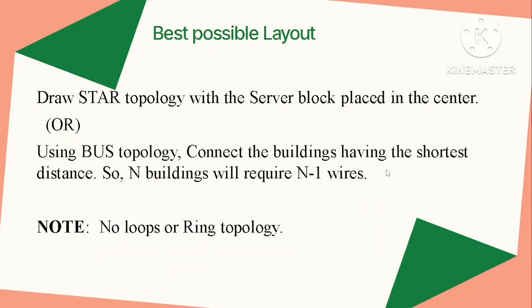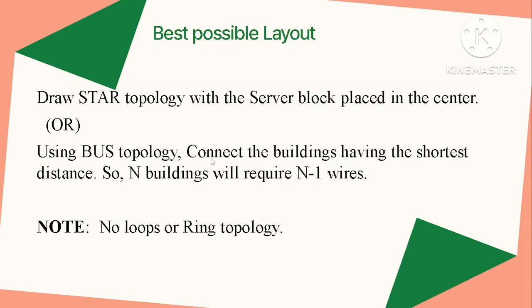The must question, there is no question paper without this question: draw the best possible layout. What do you mean by best possible layout? The way in which you are going to connect the buildings or the blocks to draw a network. So you have two types of layout. Either you will draw star topology or bus topology, right? In star topology, the server block will be placed in the middle and the other blocks will be connected to it. Or you will have the bus topology, which has only one condition.